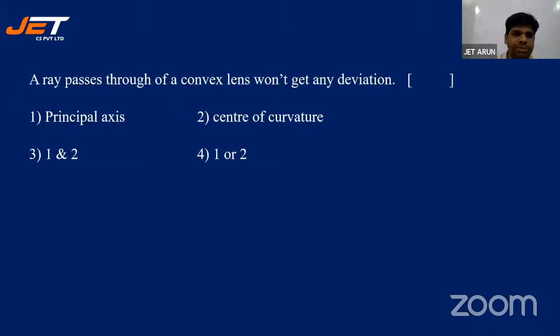A ray passes through optic center of the convex lens or through dash of the convex lens won't get any deviation. A ray passing through dash of a convex lens won't get any deviation. Which ray passing through dash of the convex lens won't get any deviation? Yeah, if the ray coincides with principal axis, it doesn't deviate at all because it passes through optic center. Yes, Gautami, that's right. Gayatri is right.